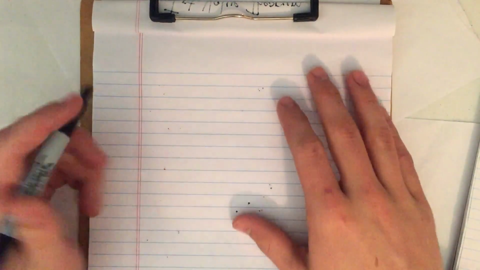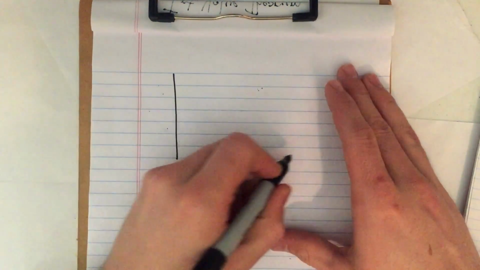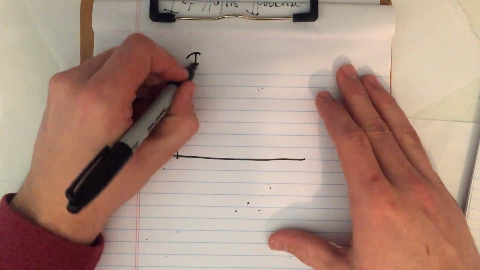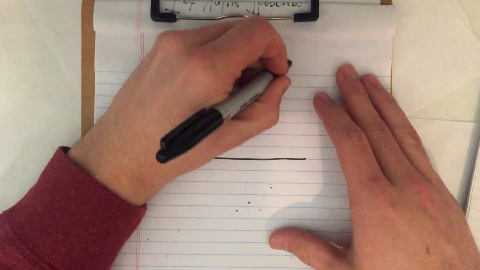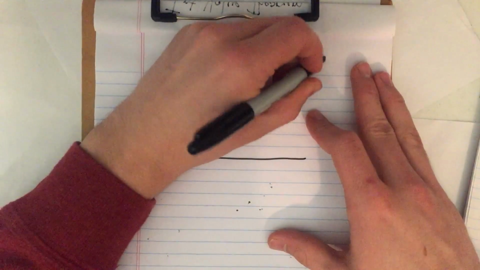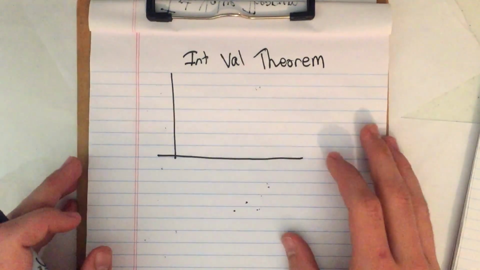Okay, so intermediate value theorem. I tried to teach this before continuity, but when I was going through that video, it didn't really work, so we're doing it now. I guess I should have put a header on there. Intermediate value theorem. Theorem is not spelled with a U. I learned that this week.